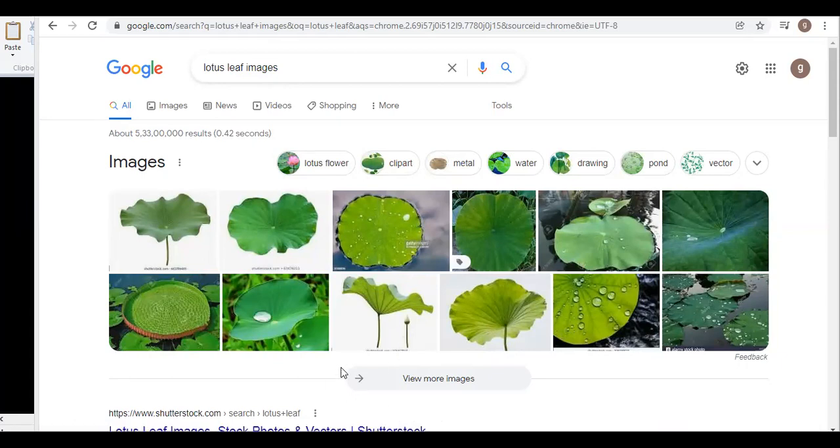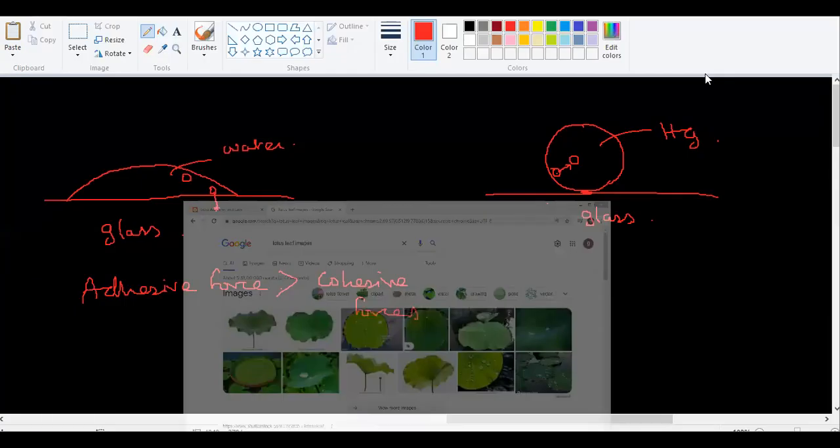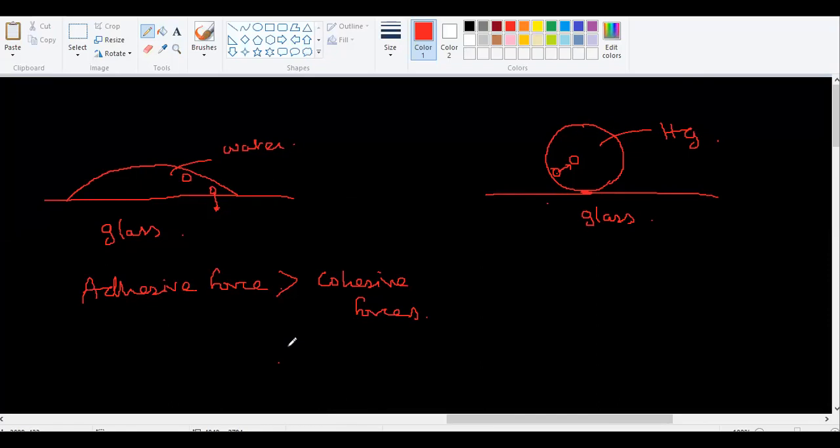Nobody is awake. Okay, so you see, I just searched for lotus leaf images on Google. You can see the water droplets here, right? You see, it's not sticking. So the point I'm trying to make here is that it's a combination. Between the lotus leaf and the water, the stickiness is less, whereas in the case of glass, it is more. So that's what I told you: it depends upon the combination, just like friction.